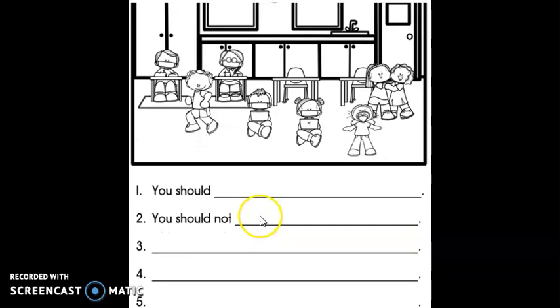So, these two are your exercises. I think that will be all.